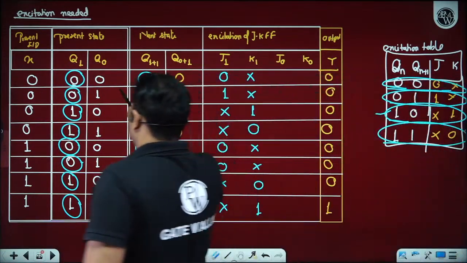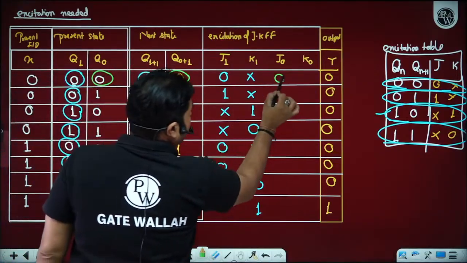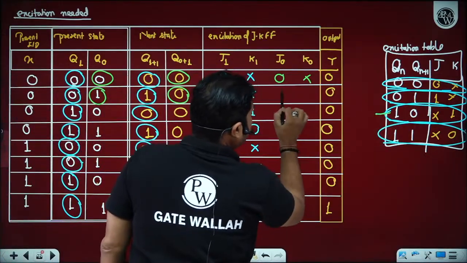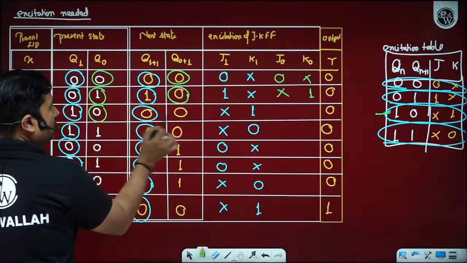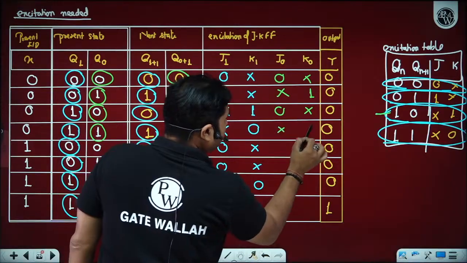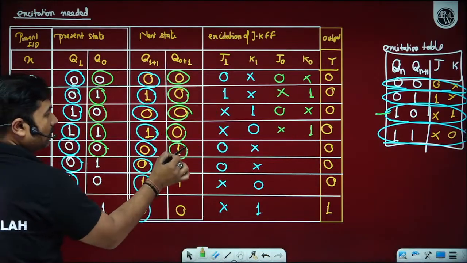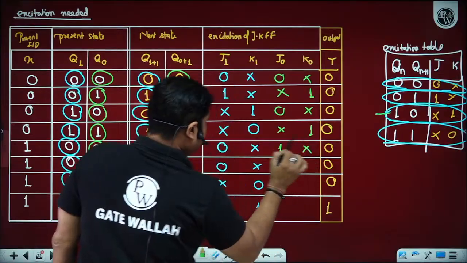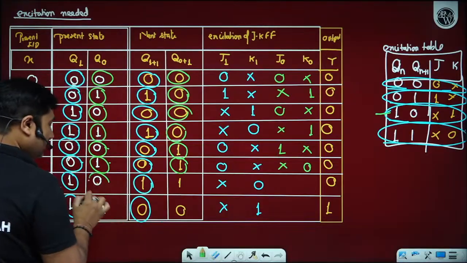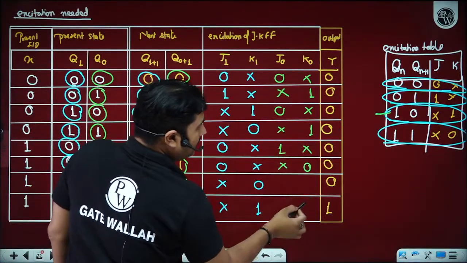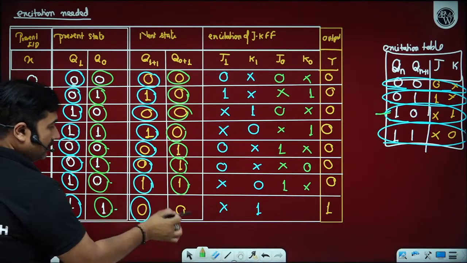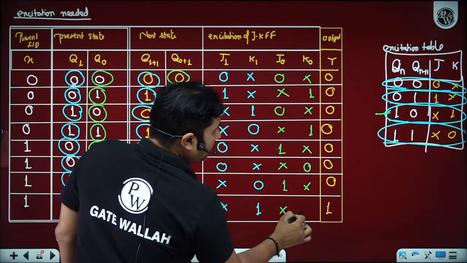So present state 0, next required state 0, 0, don't care. Present state 1, next required state 0, 1 0, don't care 1. 0 0 0, don't care. 1 0 1 0, don't care 1. 0 1 0 1 1, don't care. 1 1 1 1, don't care 0. 0 1 0 1 is 1, don't care. 0 1 is 1, don't care. 1 0 1 0 is don't care 1.